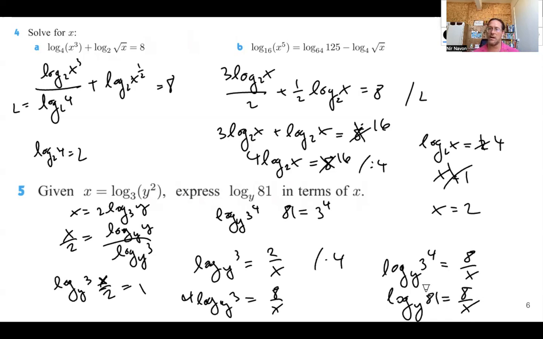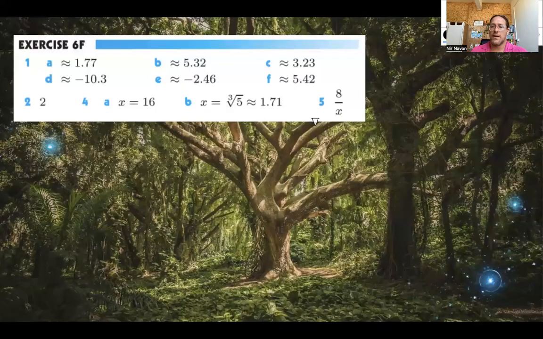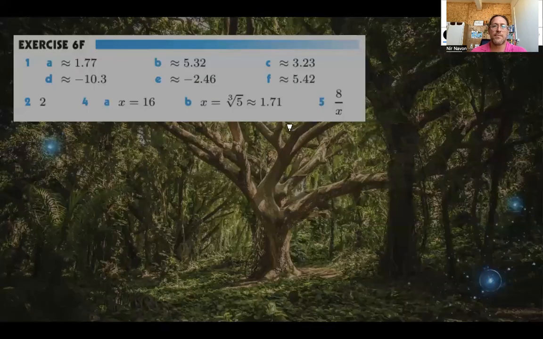So those are medium to hard level questions, but when do we use the change of base rule? We have to know that when the bases are different, then we want to use the change of base rule. And here we have the final solutions.